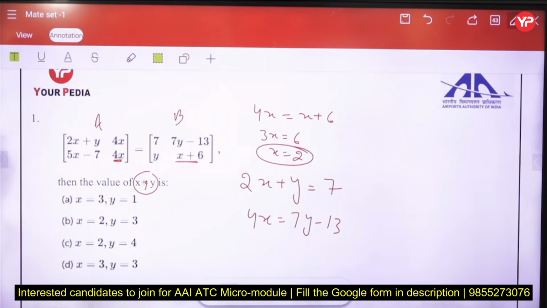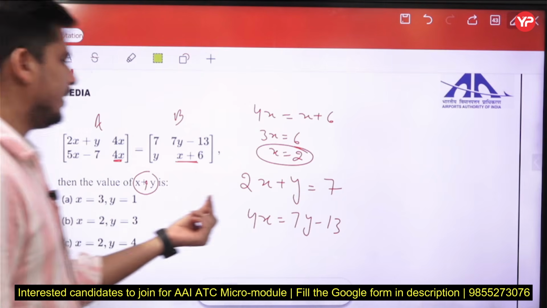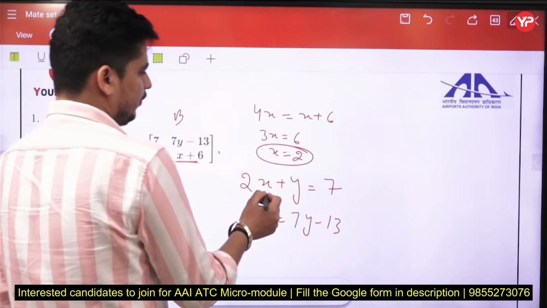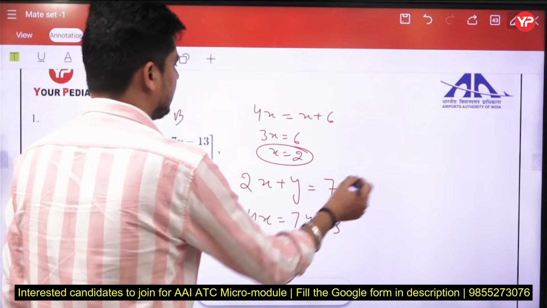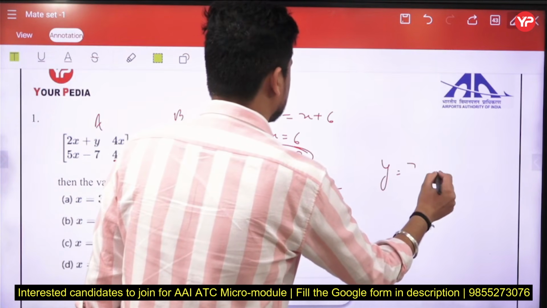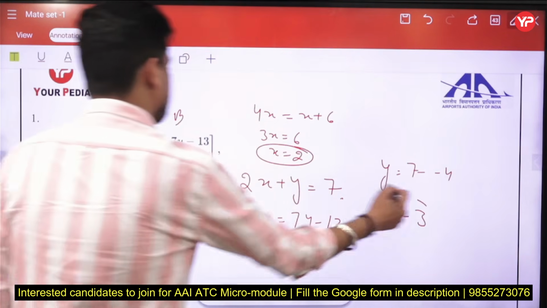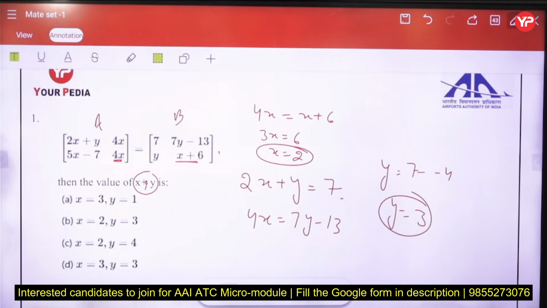You have to see where the value can be found easily. So we can easily find the value of x, that will be 2. And now you can replace that value of x here, and you will get the value of y. That is 4, and when you take this to the other side, y equals 7 minus 4, so y equals 3. So we get the two values, x equals 2 and y equals 3. The answer will be B.